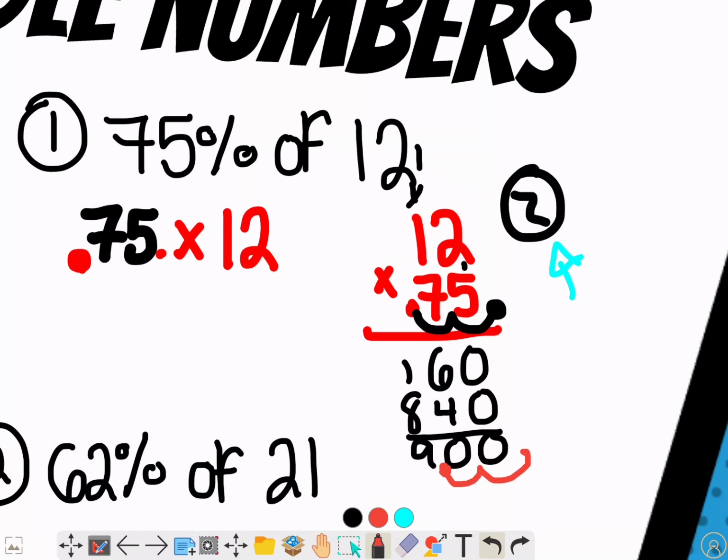So does it make sense? Is 75% of 12 equal to 9? Yes, that works. So your answer is 9.00, or just 9 wholes.